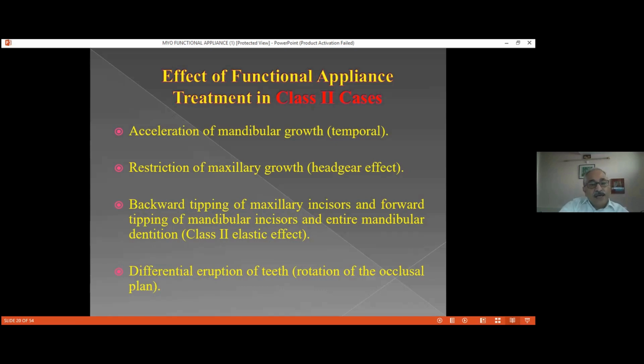Last, but the most important, is the changes in the dentoalveolar segment. That is the differential eruption of the teeth, that is the differential eruption of the mandibular buccal teeth or lower posterior teeth, and the rotation of the occlusal plane. That is a very important effect of the functional appliances in treatment of the class 2 cases.